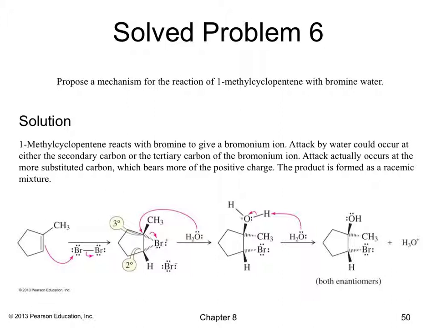Let's do a problem. Propose a mechanism for the reaction of 1-methylcyclopentene with bromine and water. So draw out 1-methylcyclopentene. It's shown like this. And so the first reaction is with the dibromine. So here you have nucleophilic attack onto the bromine, kicking this off, generating the bromonium ion.